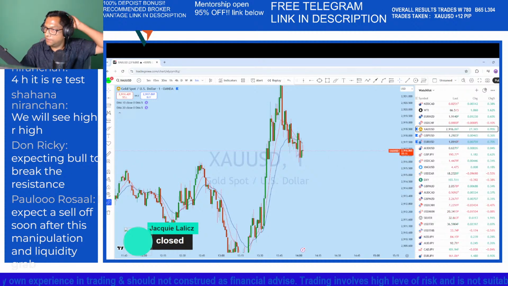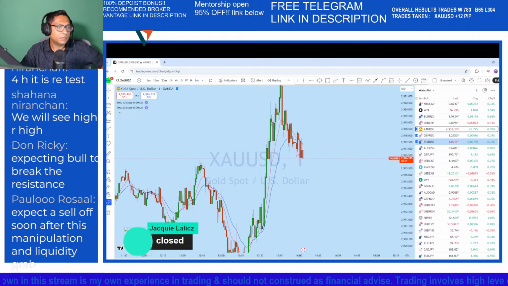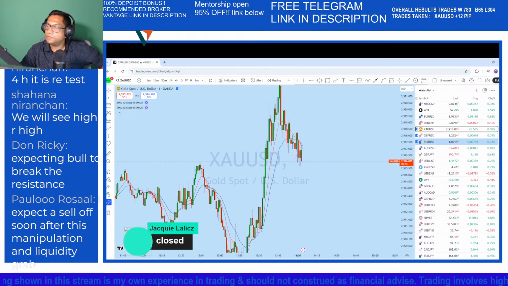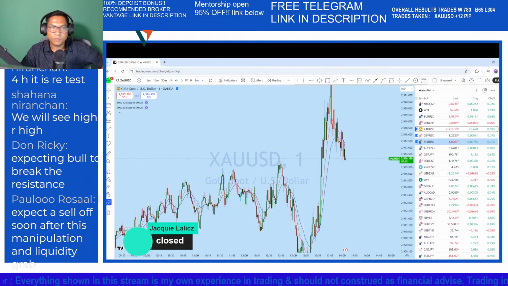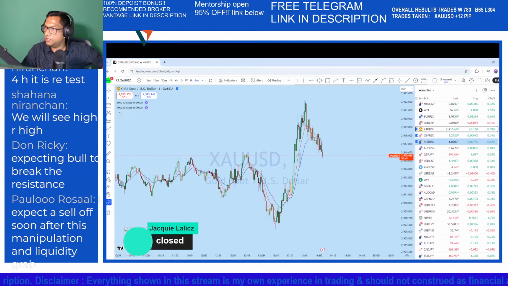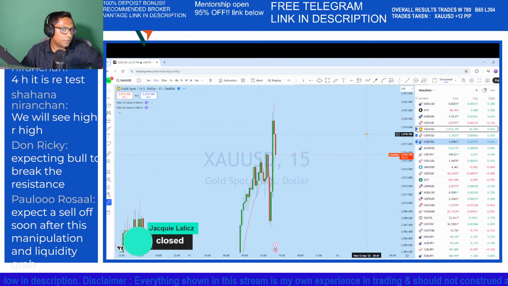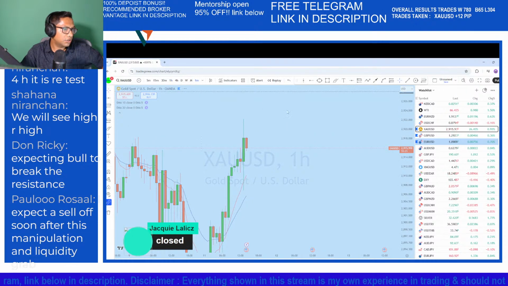So the market left an imbalance to the upside. So we may see the market trend to the downside here. There is a probability for a short-term downtrend. We'll see that.